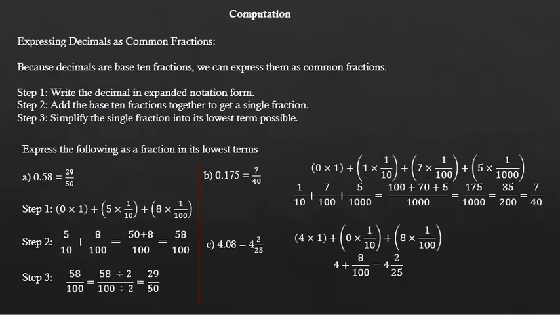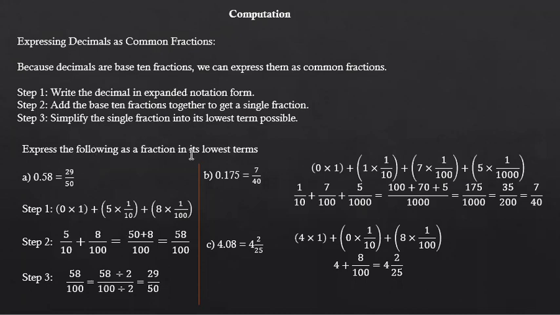Now we can express decimals as a common fraction, and that is because decimals are basically base 10 fractions. The first step we need to do is write the decimal in expanded notation form. After that, we add the base 10 fractions together to get a single fraction. And then we simplify the single fraction into its lowest term possible. Remember, when dealing with fractions, you always reduce it to the lowest term possible by finding the highest common factor between the numerator and the denominator. That is something very important to note.